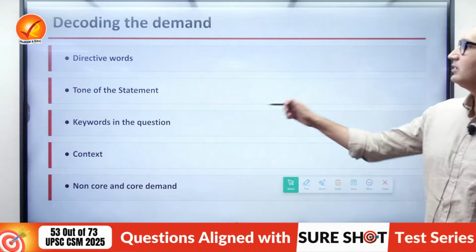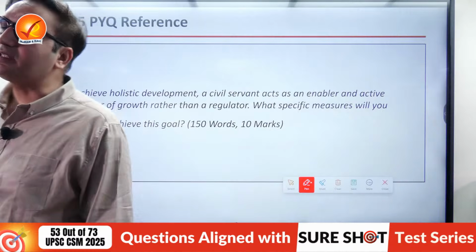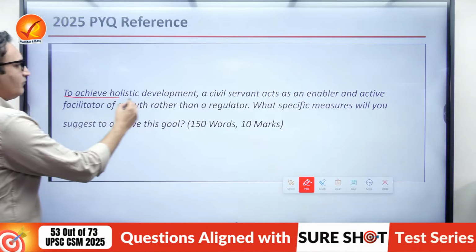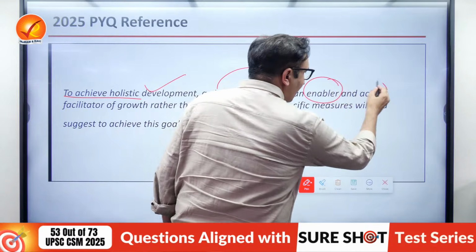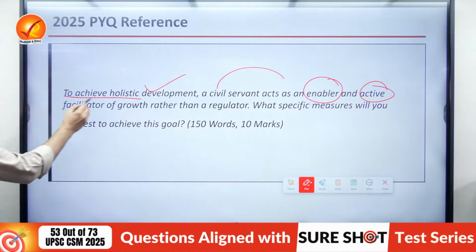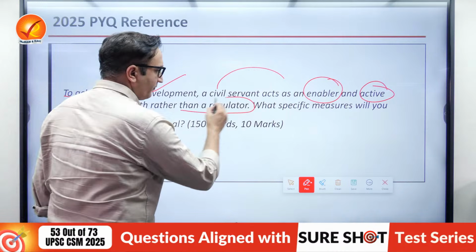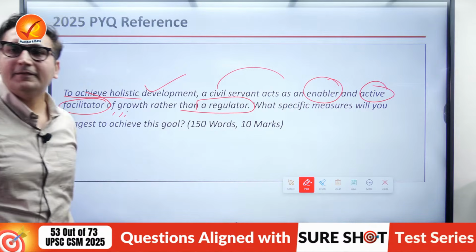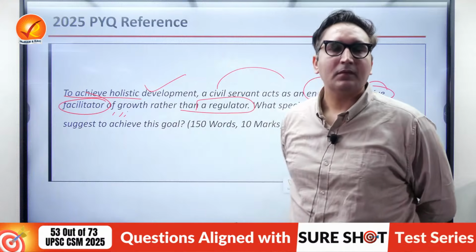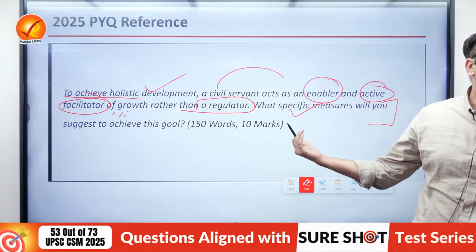Now let us take this example. This is a 2025 PYQ, last year's, right? To achieve holistic development, a civil servant acts as an enabler and active facilitator of growth rather than a regulator. What specific measures will you suggest to achieve this goal? So what is the core demand? What specific measures? This is the core demand, explicitly asked.